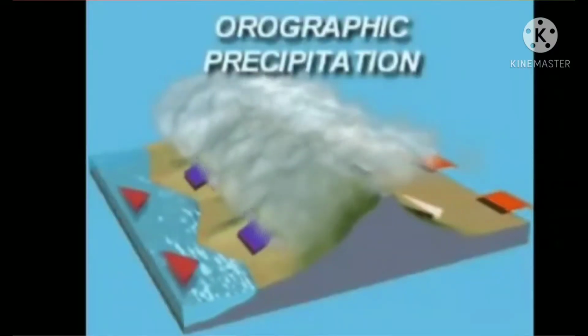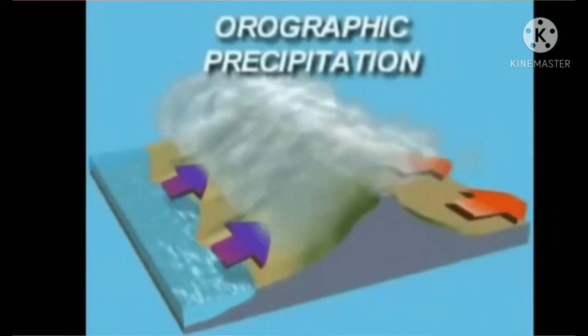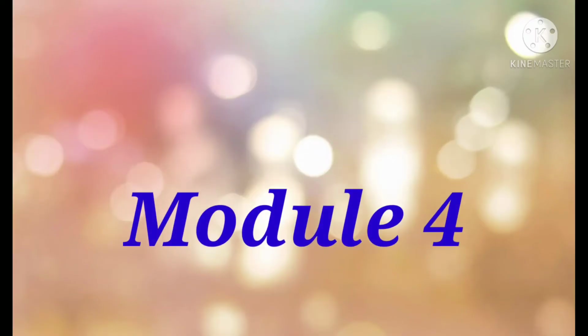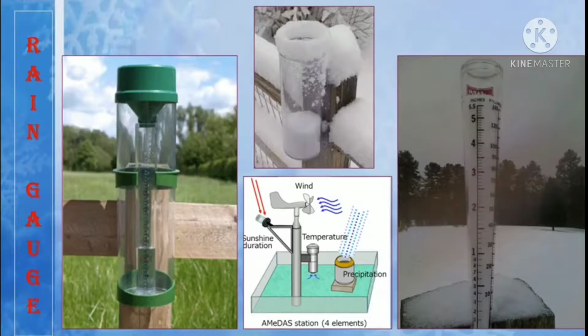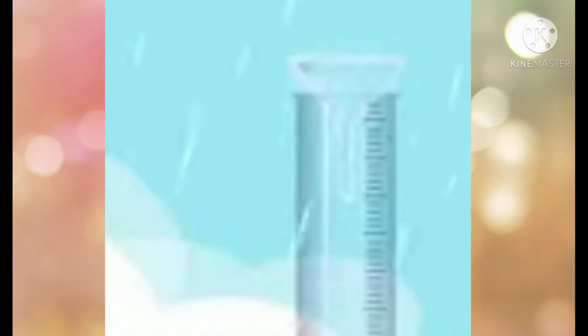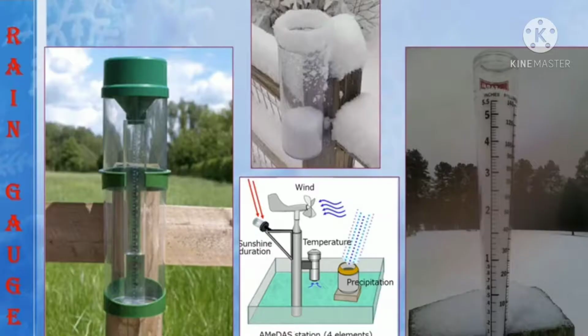Students, in the earlier module we have seen what is orographic rainfall and cyclonic rainfall. In this session we'll be studying about the instrument which measures the rainfall. So, a rain gauge is used to measure rainfall. This gauge consists of a funnel, a bottle, a measuring jar and a 30 centimeter high mount.